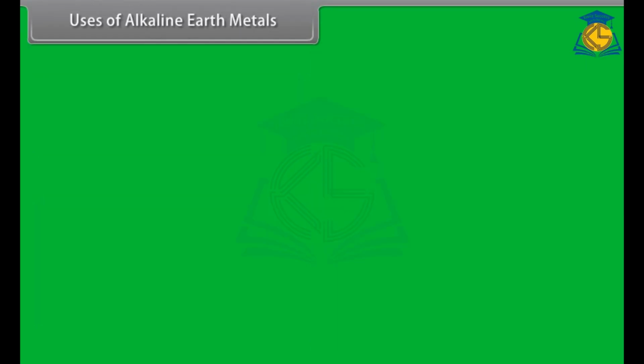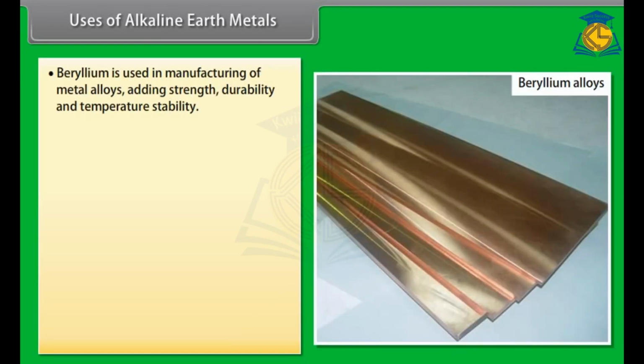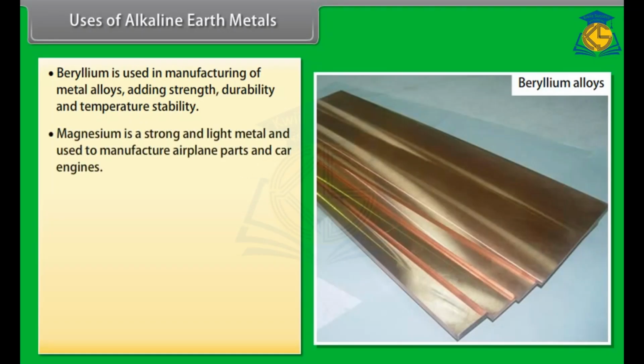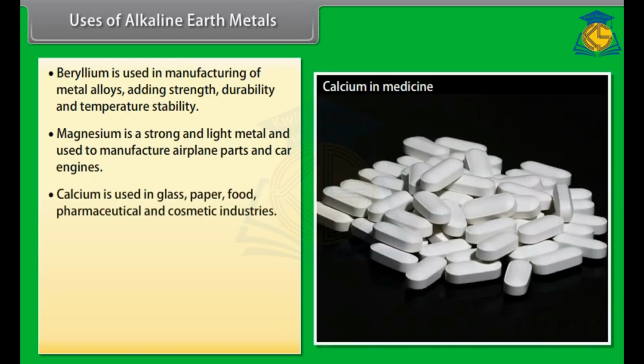Uses of alkaline earth metals. Beryllium is used in manufacturing of metal alloys, adding strength, durability, and temperature stability. Magnesium is a strong and light metal and is used to manufacture airplane parts and car engines. Calcium is used in glass, paper, food, pharmaceutical and cosmetic industries.